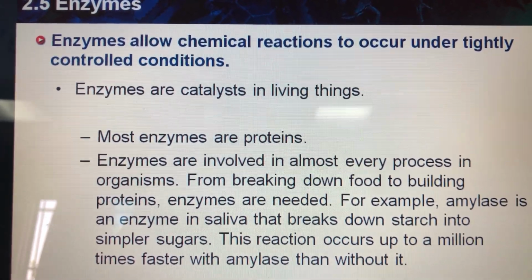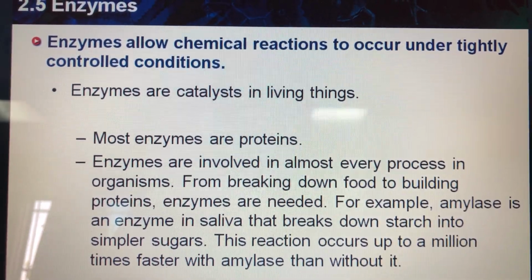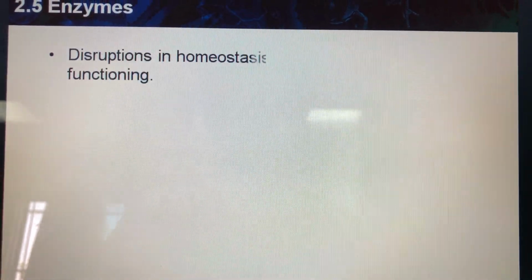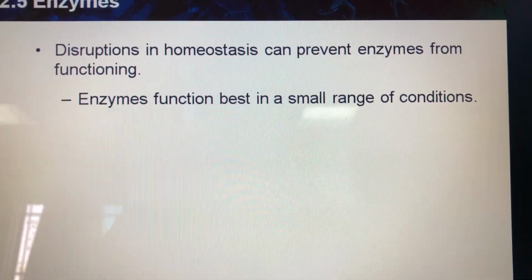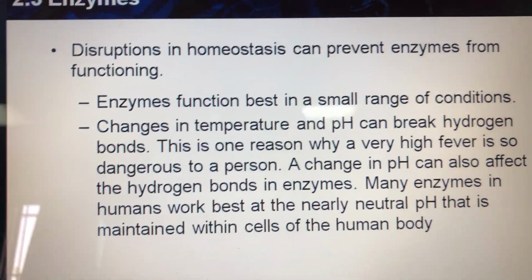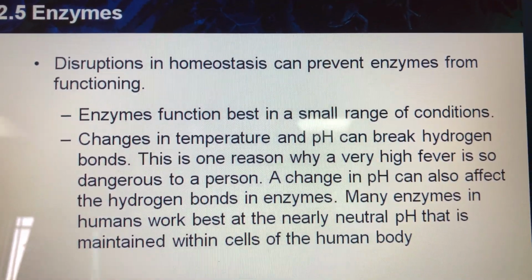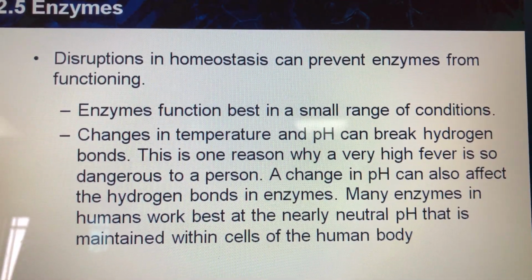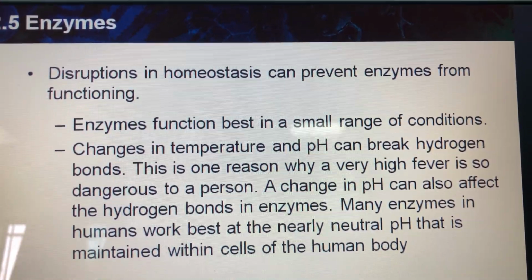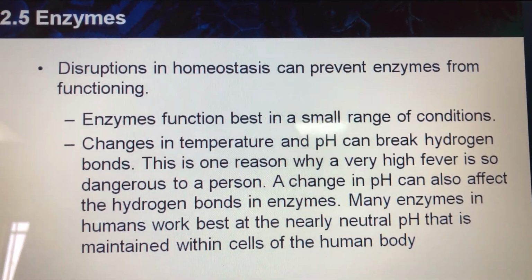Okay, so we saw here that the reactions are speeded up by the action of the catalysts, which are the enzymes. Now, enzymes must have certain conditions to function properly. Any disruptions in the homeostasis can prevent the enzymes from functioning. A reminder for homeostasis: homeostasis is the internal condition of the body. Each body should keep its internal condition normal.